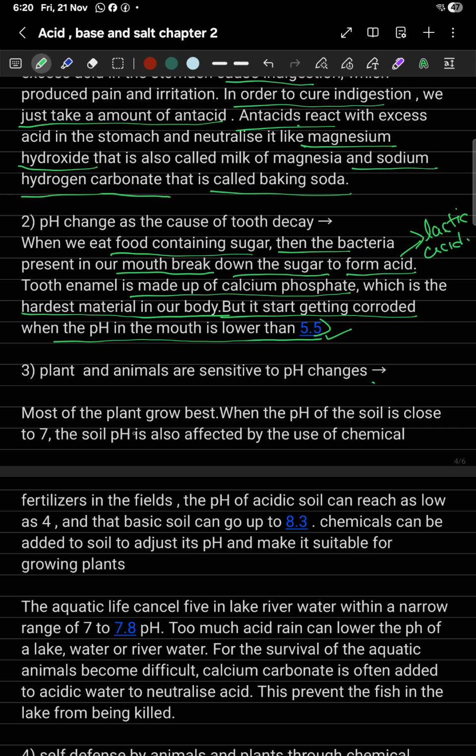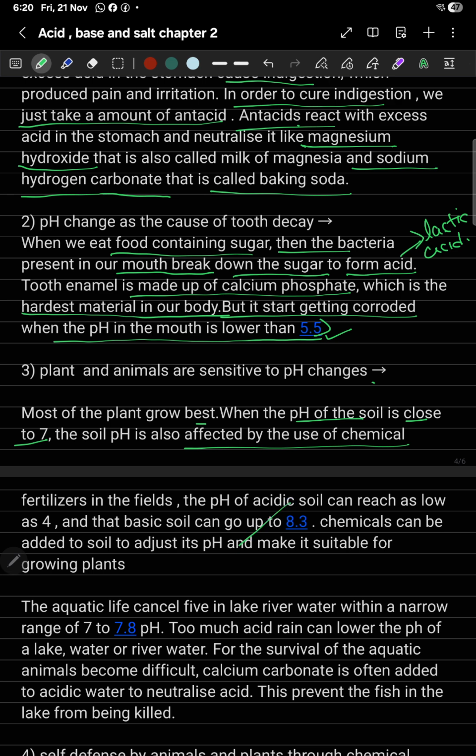First one is, most plants grow best when the pH of the soil is close to 7. If the soil pH is nearly 7, then plant growth is easy, or you can say plants grow very fast at that pH only. The soil pH is also affected by the use of chemical fertilizers in the field.